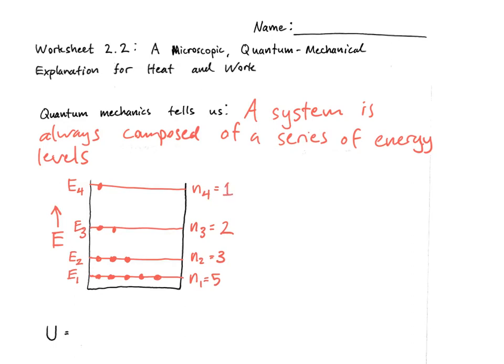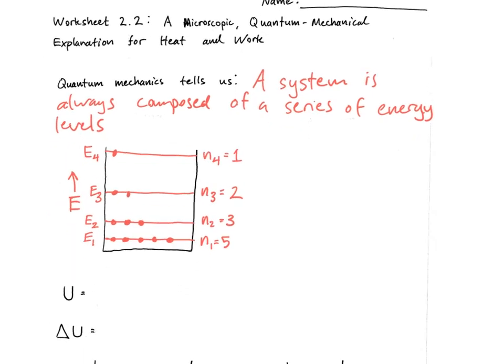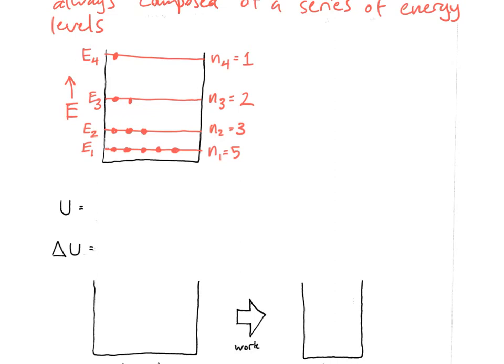Notice that there are going to be more atoms at the lower energy levels, and this is typically the pattern you'll see for systems: the lower energy levels are more occupied than the higher energy levels. Okay, so what does this tell us about the internal energy, U, of this system? The internal energy is going to be equal to the sum of the individual energies of all the different atoms. So the total internal energy is the sum of all the atomic energies.